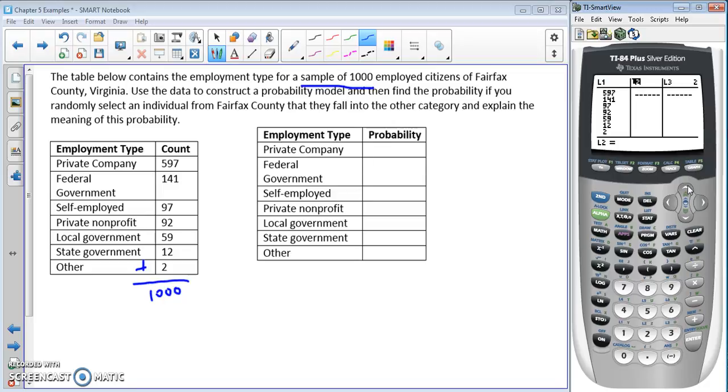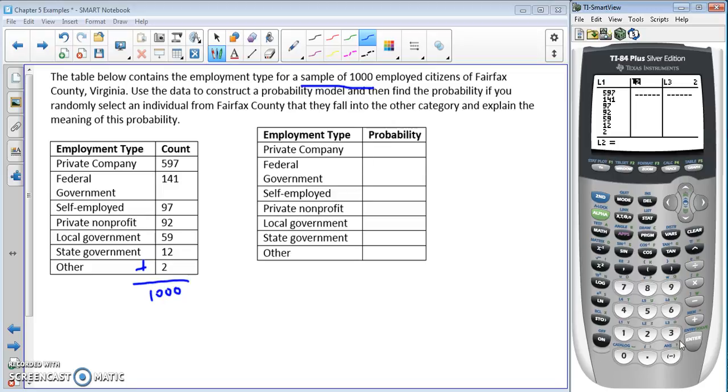And let's think about what this is. What we're doing in calculating probability is looking at the frequency over the total. So let's think about what that is. That's actually the relative frequency. So we're just going to take that value that's in L1 and divide it by the sum of L1.